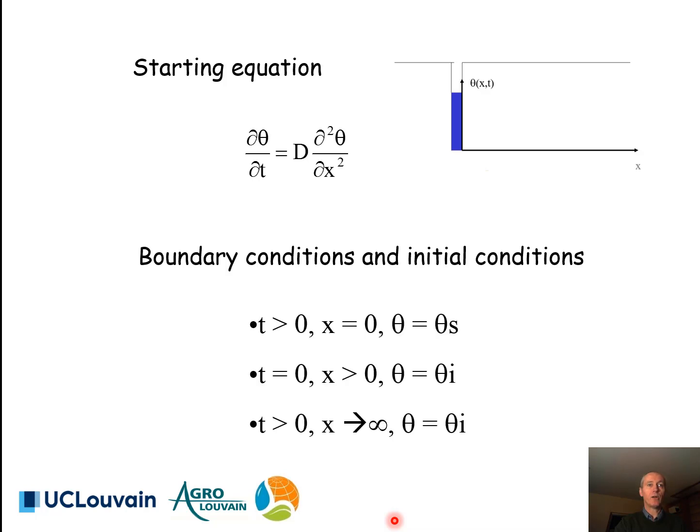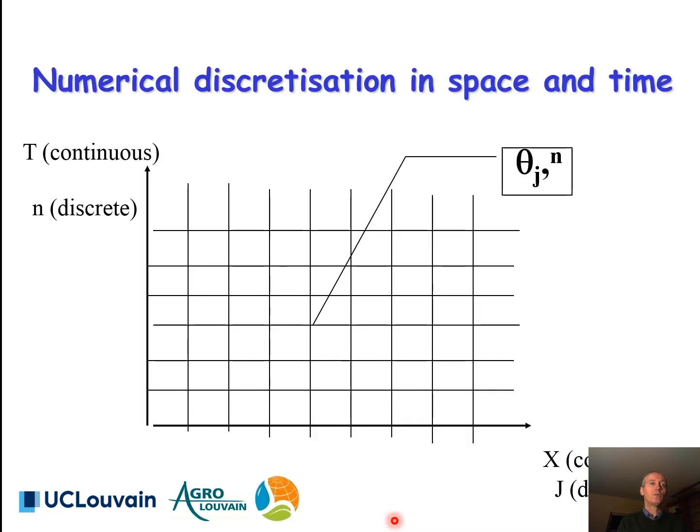We consider that the soil is initially dry, at the value theta_i, that the left-hand boundary condition at x equals 0 is defined by full saturation, and that the right-hand boundary condition remains always dry. Most numerical techniques consider a discretization of the continuous space and time. Let's define such a numerical grid.